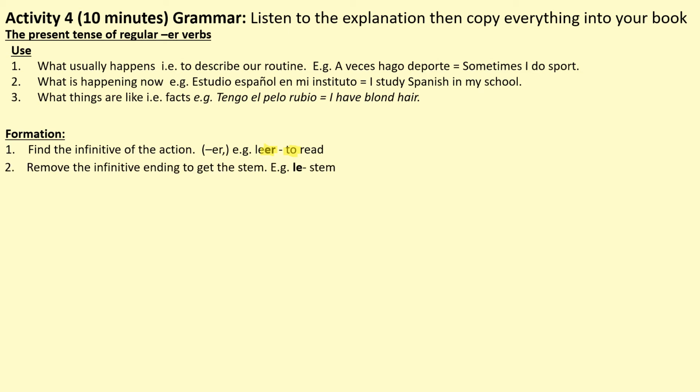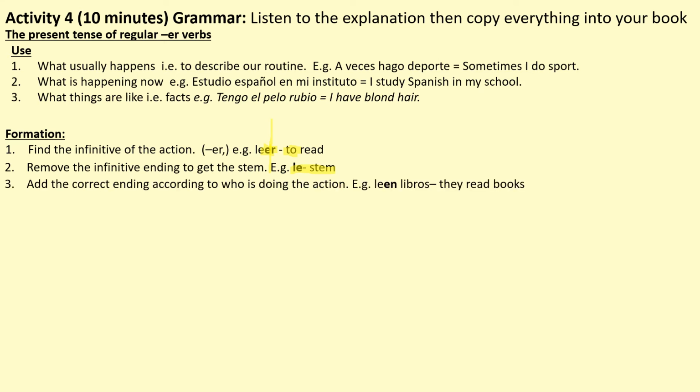Number 2, you then need to cut off that ER ending. So you end up with a stem. In this case, we've cut off our ER and we're left with LE, which is our stem. Okay, then we need to add the correct endings according to who is doing the action. So for example, if we added on EN to our stem, remember our stem is the same every time, then that would mean they read books, leen libros.